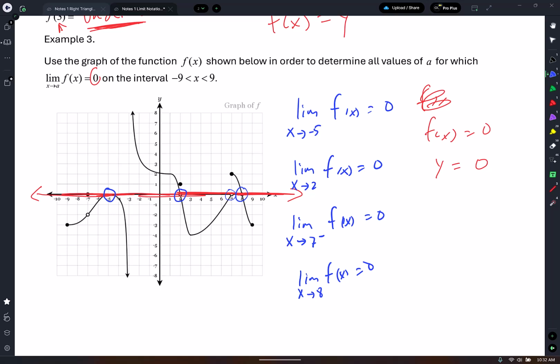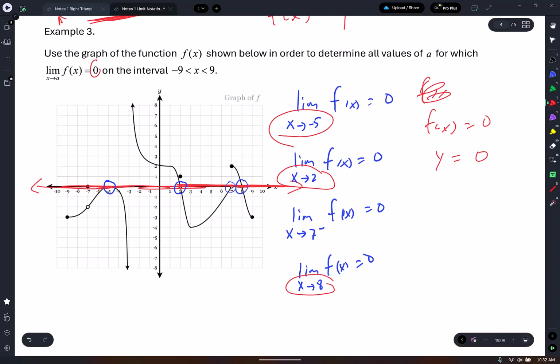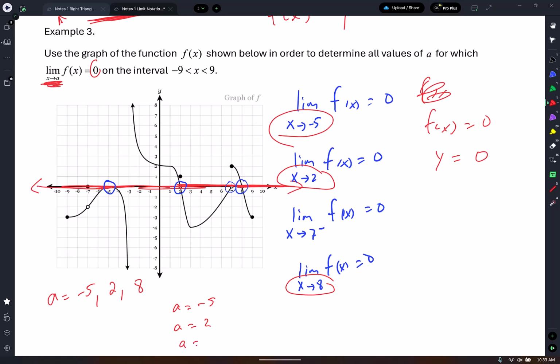Now slow down. Let me slow down. My three answers are this one and this one. I want it from both directions. So look what it says: x approaches a. So my a's are -5, 2, and 8. You can do it. If you don't like the comma, you can say a equals -5, a equals 2, a equals 8. Not a big deal. Does that make sense to you guys?